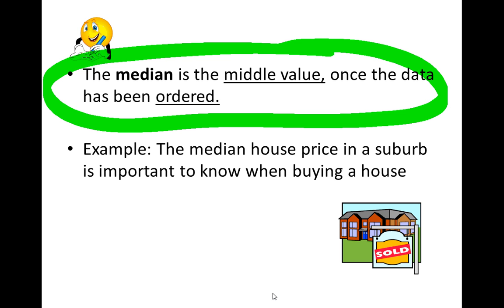The second M word that we're focusing on is the median. The median is the middle value, and we're talking about the middle value once the set of data has been written in order. That's very important. We are looking for the middle value once all of the data has been ordered.